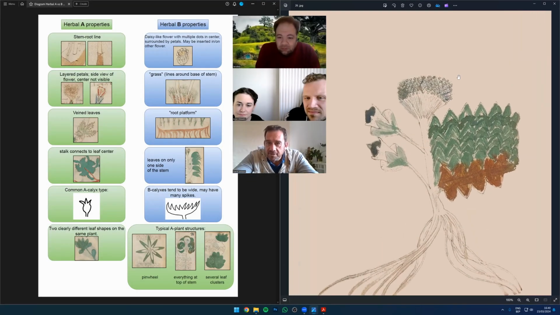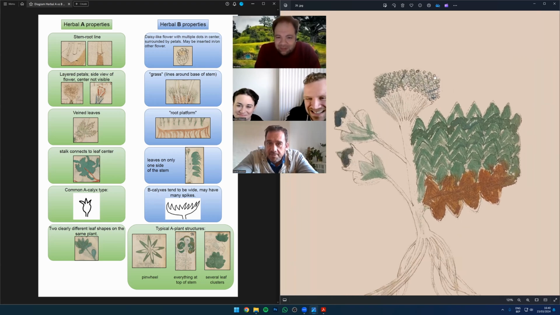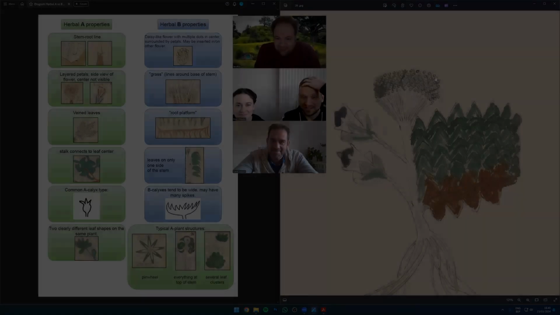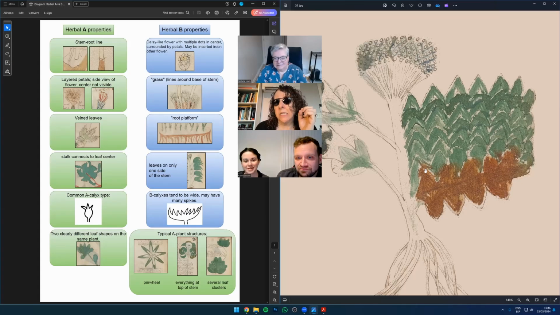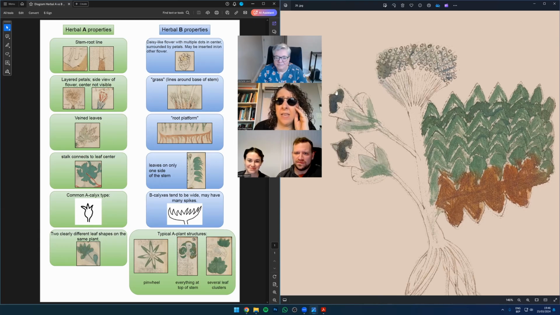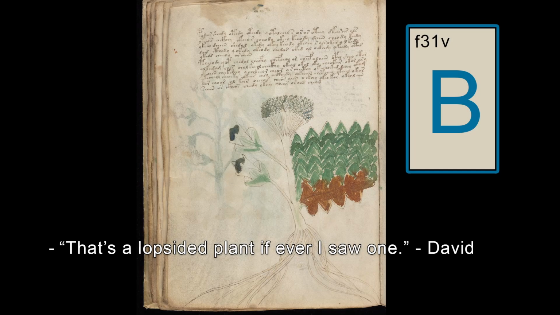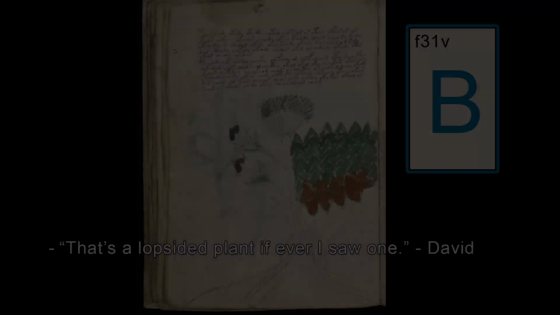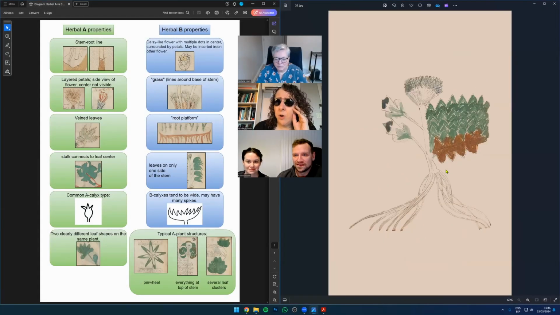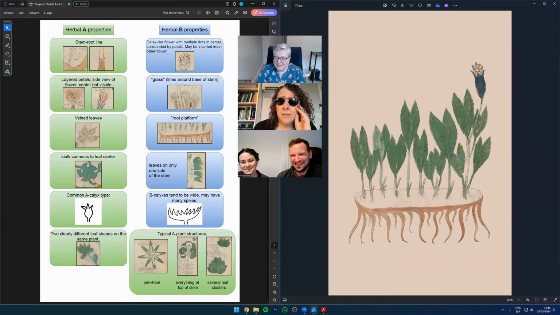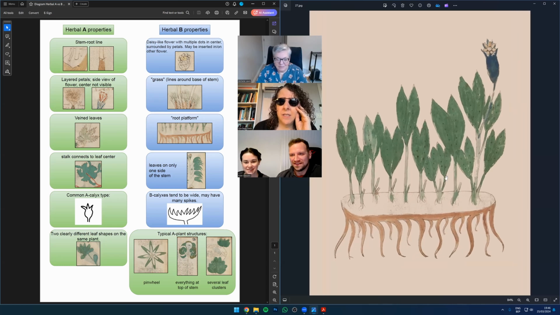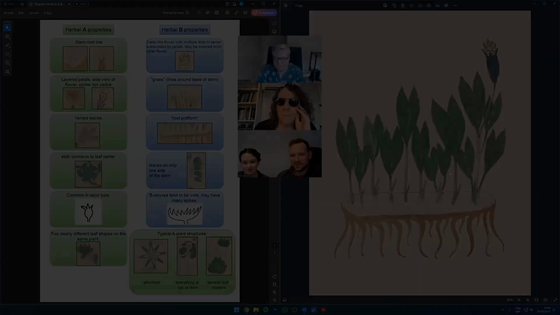That's a lopsided plant, if ever I saw one. Yes, which is also the answer to our question. The B, the leaves over on the one side. Although what's happening on the right side, you kind of have to assume that these are flowers or fruits, but the leaves are all here, so that's a B. If they're drawing real plants, they're terrible artists. That's a B with the platform. Yes, exactly.